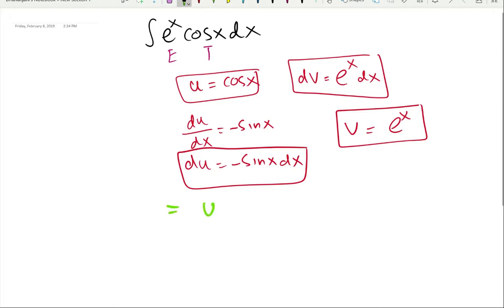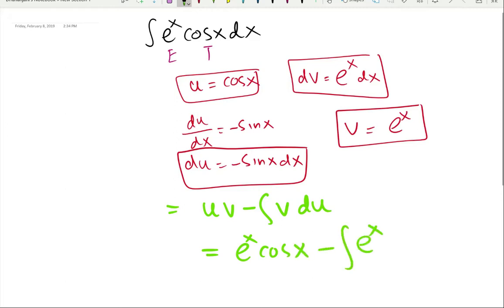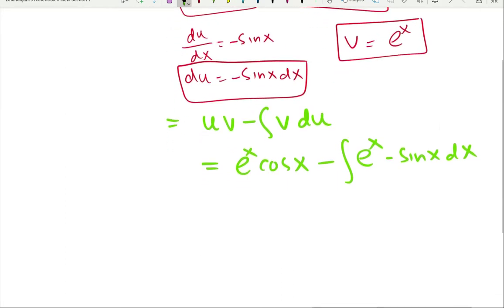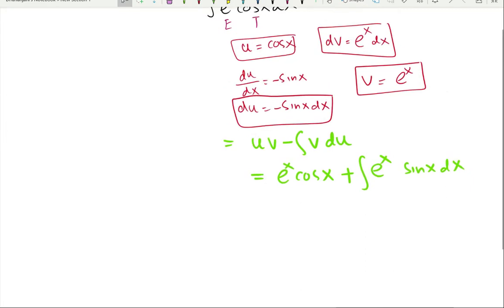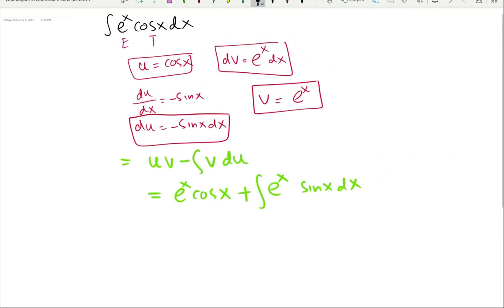Let's use the formula uv minus the integral of v du. u is cosine x, v is e to the x, so this is e to the x cosine x minus, v is e to the x, du is negative sine x dx. Now we can take this negative outside and write it as plus. Okay, now we have to integrate this one.